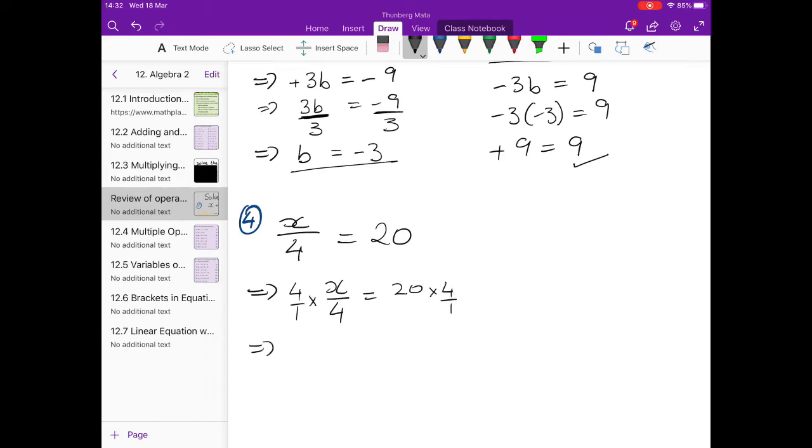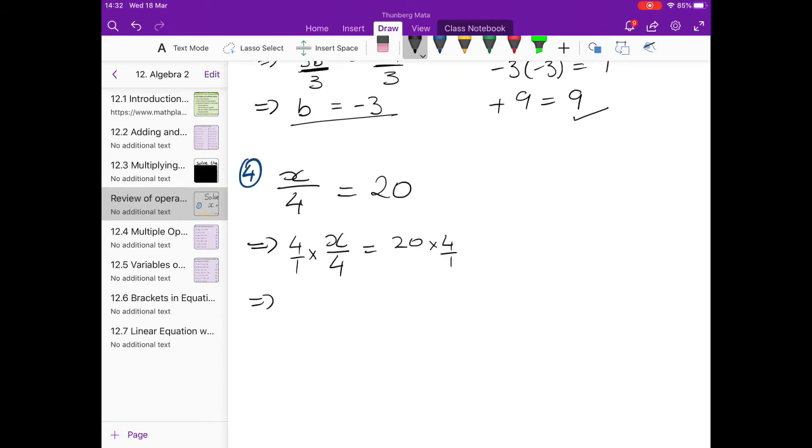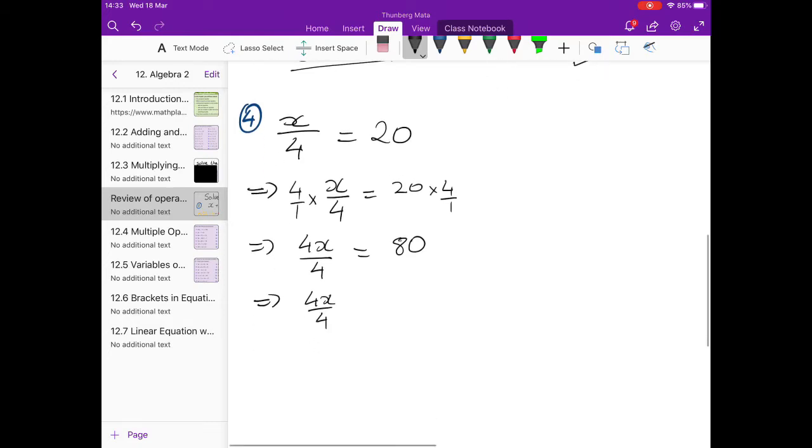So when I multiply fractions, the top gets multiplied by the top and the bottom gets multiplied by the bottom. So 4x over 4 is equal to 20 times 4, which is 80. And then 4x is divided by 4. Well, they'll cancel the 4's and I'll get x is equal to 80.